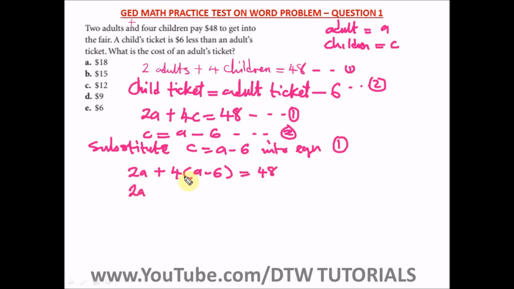So we have here 2A. We have to open this bracket up. So we say 4 times A, we have 4A. And 4 times minus 6, we're going to have a negative sign. All right? Okay, and if you don't understand the rules that govern your signs and the operations on them, I'm also going to drop a video in the description box.